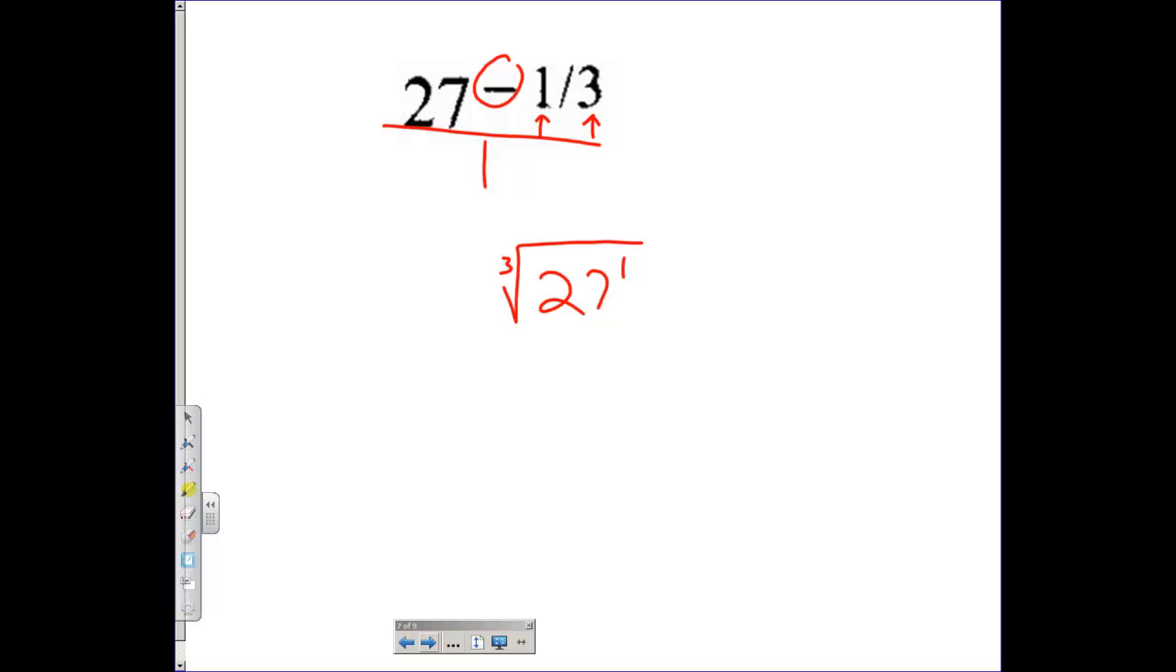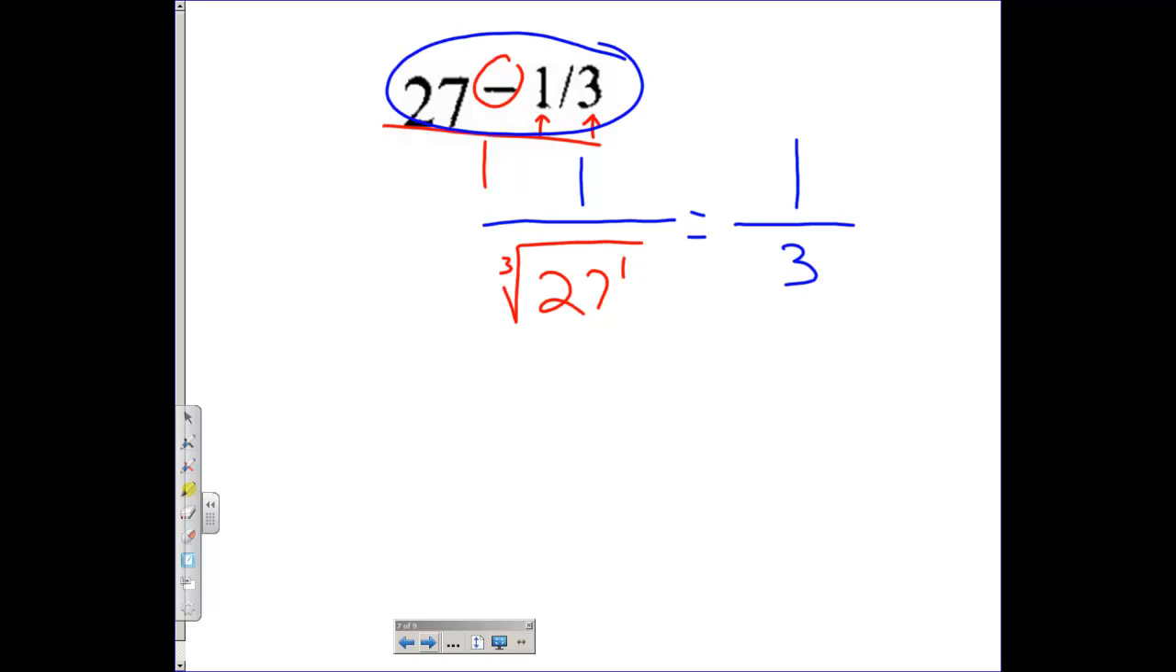So I need to put a 1 over this. So I really have 1 over the cube root of 27 to the first. And use your calculator to find out that the cube root of 27 is actually 3. So 27 to the negative 1/3 power is actually equal to 1 over 3, or 1/3.